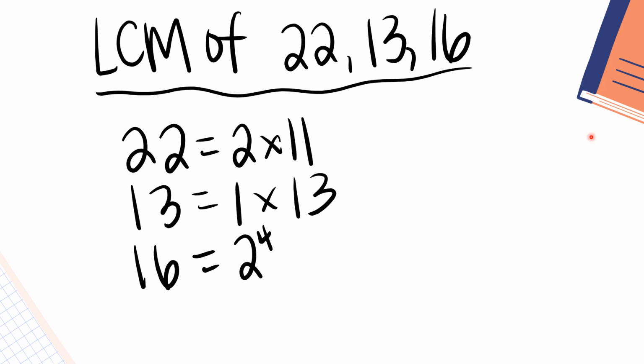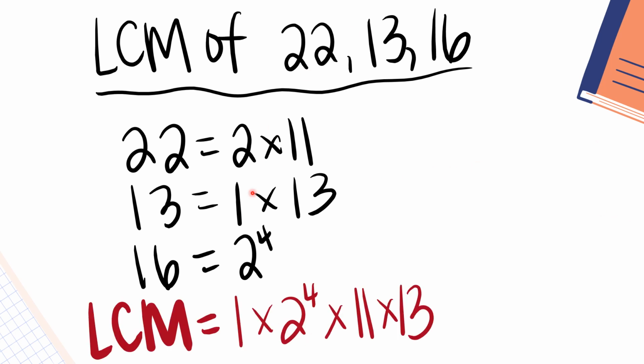Now, if you remember, the process for finding the least common multiple is we're going to include all of the factors from each number, and then we're going to raise that to the largest power that occurs in any of the prime factorizations. So our least common multiple is going to be 1 times 2 to the 4th times 11 times 13.